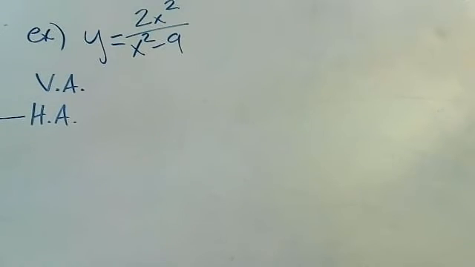Set the denominator equal to 0 and solve for x. Denominator is your bottom. The numerator is the top. So what do you do with the bottom? I said denominator. Set it equal to 0. We want to take this and say x squared minus 9 equals 0.